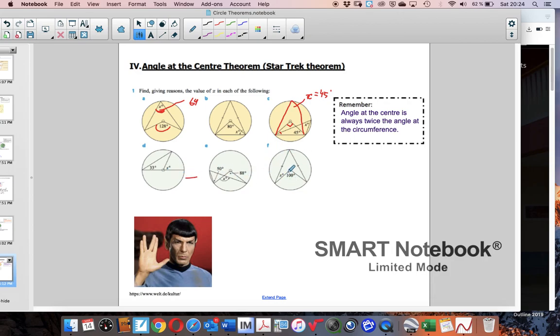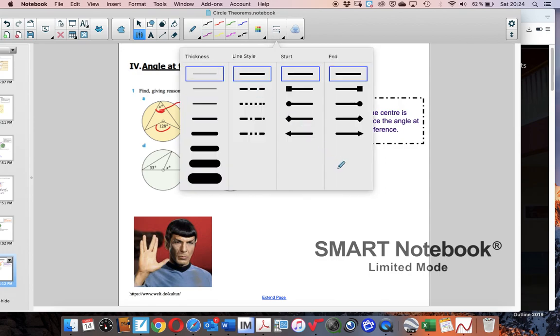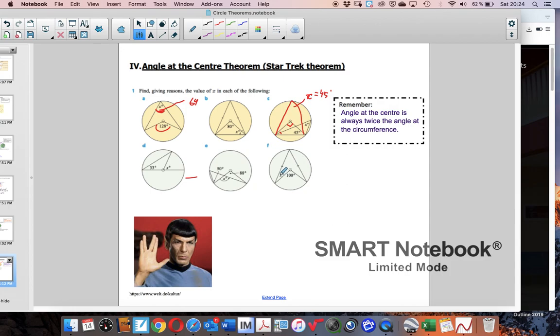Perhaps I'll just do this one since it looks a little bit more complicated. Okay, well, how do we dig into that one? Okay, well, we know that this one right here by the Star Trek theorem is 50. Great. What else can we do?